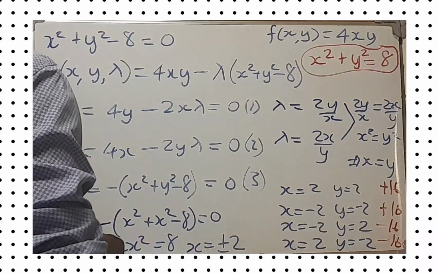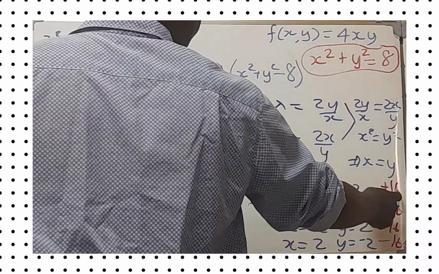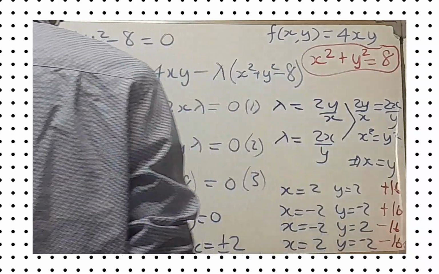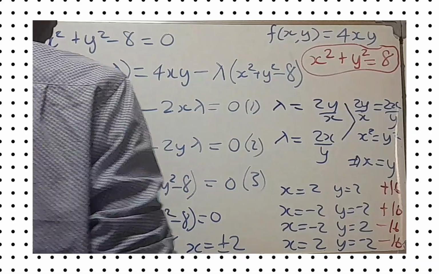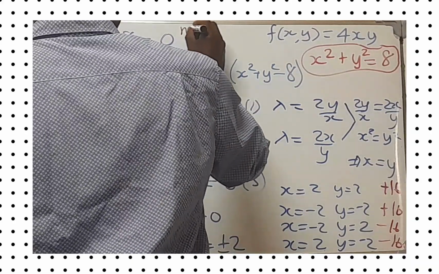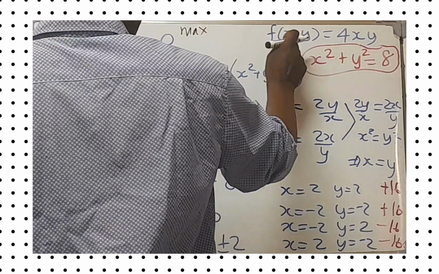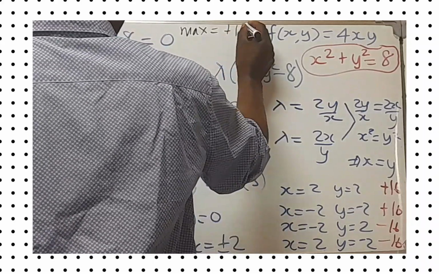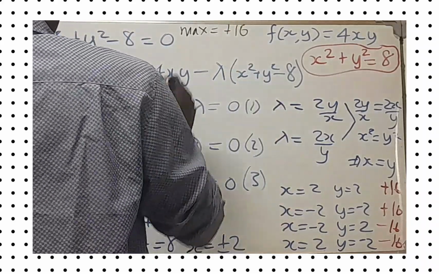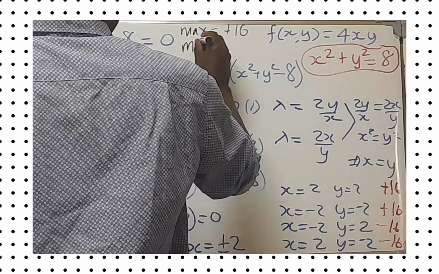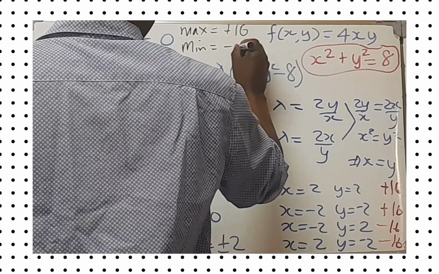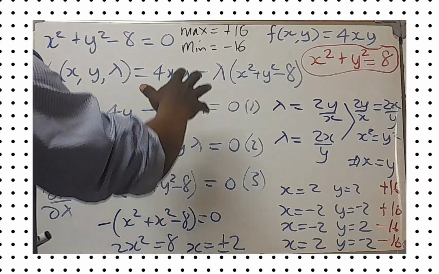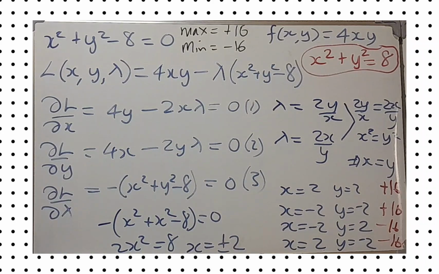So there are two values here. One is a plus 16 for f(x, y). The other one is a minus 16. So we can conclude that our maximum of f(x, y) is equal to plus 16. Let's write it properly there. And our minimum is equal to a minus 16 for our f(x, y). Those are the sought after values.